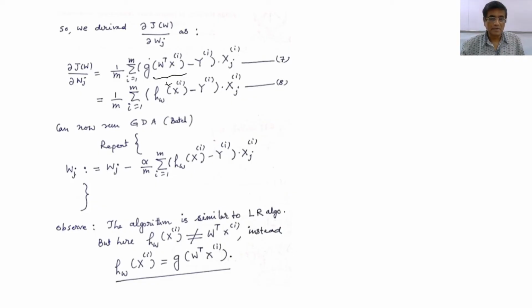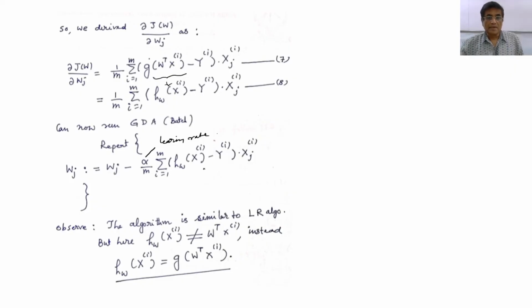Repeat: w_j, j is the feature, assigned earlier w_j minus alpha, where alpha is the learning rate as usual. This is the learning rate. This is the number of samples, m. h of x with parameters w, minus y_i, times x_ji.